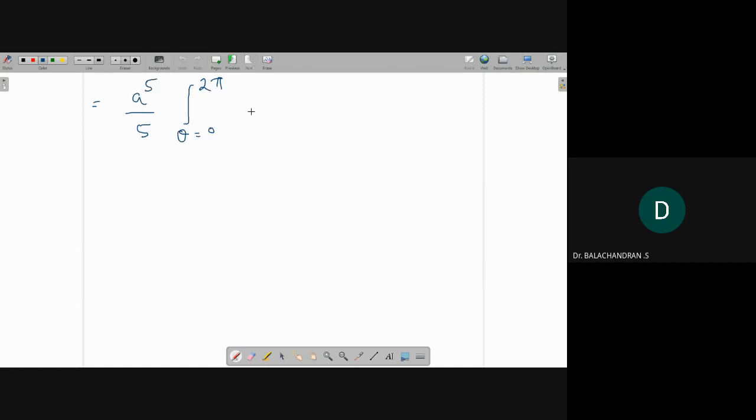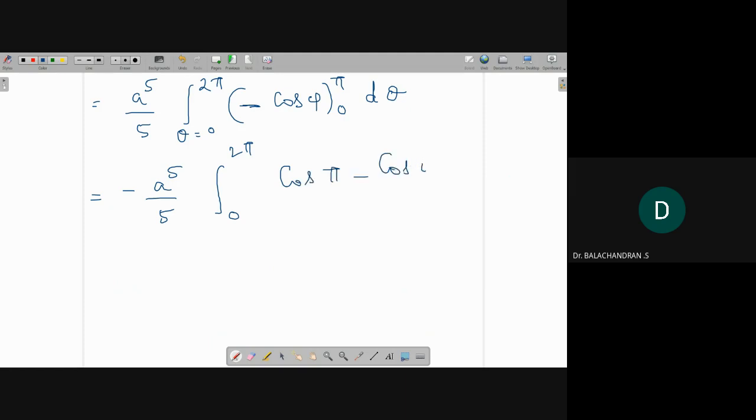The limit is from 0 to pi, minus cos phi, with the remaining d theta. Minus 1 is constant, so minus a power 5 by 5 integration, theta varies from 0 to 2 pi, cos pi minus cos 0 into d theta. Cos pi is minus 1, cos 0 is 1. So a power 5 by 5 integral 0 to 2 pi, minus 1 minus 1 d theta.